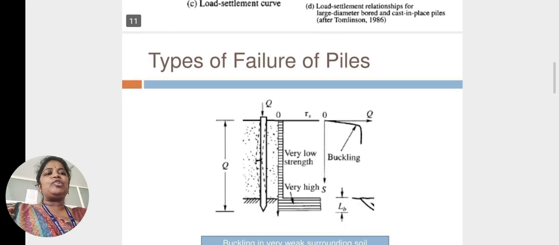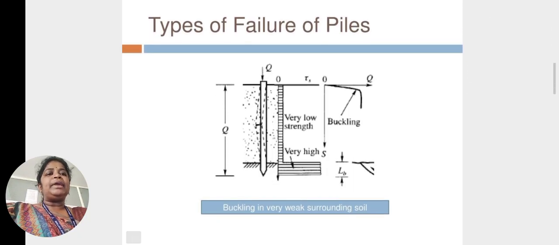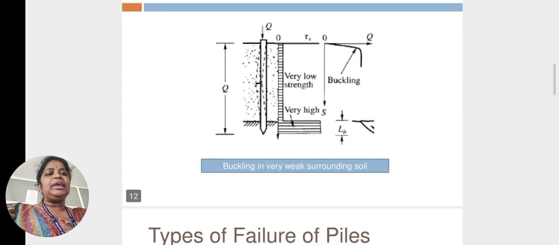Coming to the types of failures of piles, we can see buckling because of very low strength, buckling in very weak surrounding soil. When the surrounding soil of the pile is very weak, buckling is the failure mechanism. We can clearly see in the piles, in the figure, how the buckling is happening.